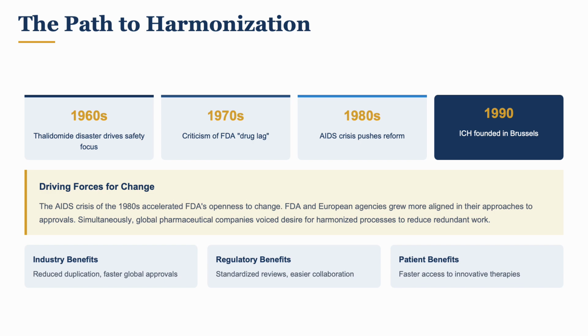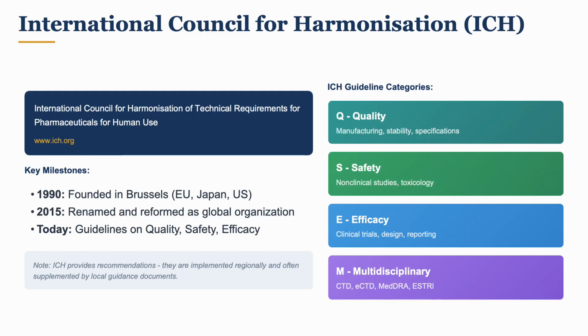In 1990, these forces converged in Brussels, where representatives from the EU, US, and Japan met to establish what we now know as ICH. This was a watershed moment that set the stage for global harmonization of drug approval processes. The International Council for Harmonization, originally called the International Conference on Harmonization, is the organization that developed the eCTD.